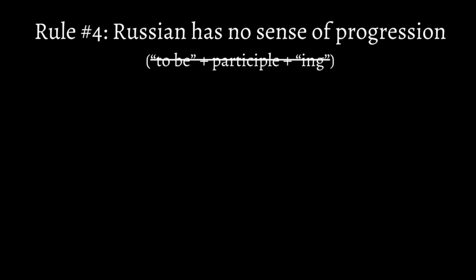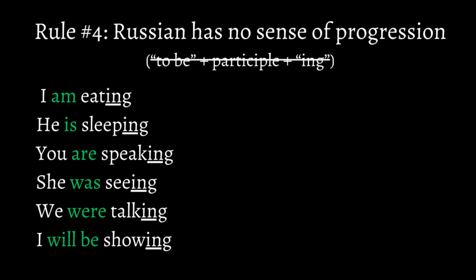The fourth thing you should know is that Russian has no sense of progression, whether it's in the past, present, or future. What I mean by that is the English fundamental of INGs at the end of participles and placing the verb to be before each progressive action. In English, we can say, I am eating, he is sleeping, you are speaking, she was seeing, we were talking, and I will be showing.